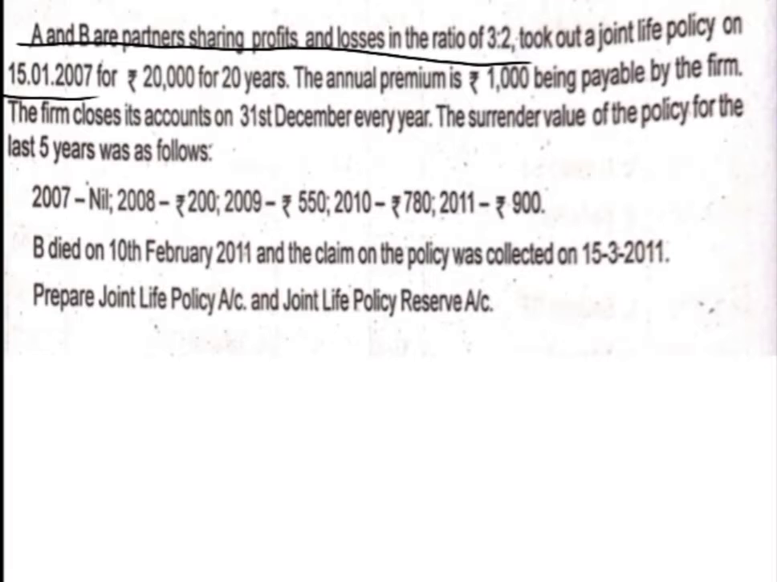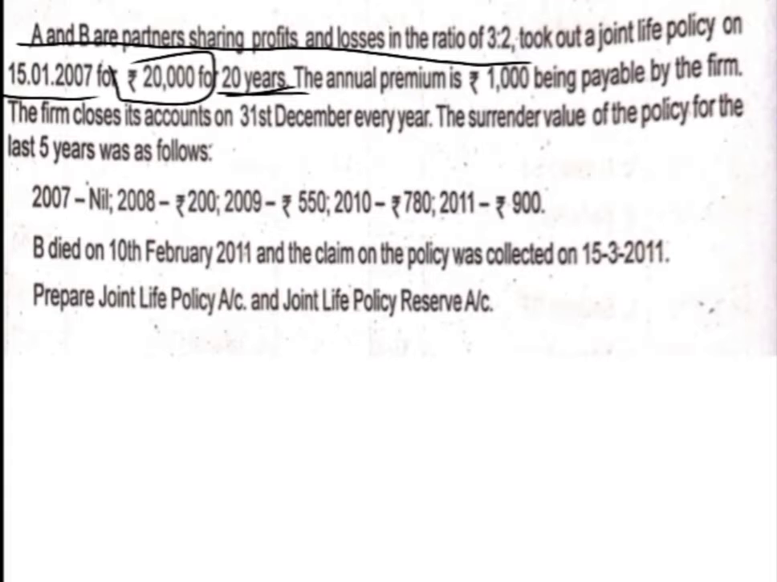So here the sum assured or the policy amount was 20,000. So this is the amount which the insurance company would pay them when the policy matures. Okay, and the tenure of the policy while taking it up was 20 years. The annual premium has been paid to the extent of rupees 1,000 and which is payable by the firm.